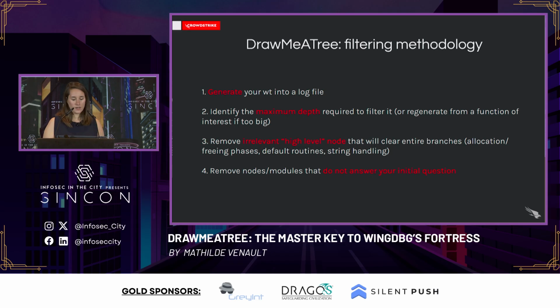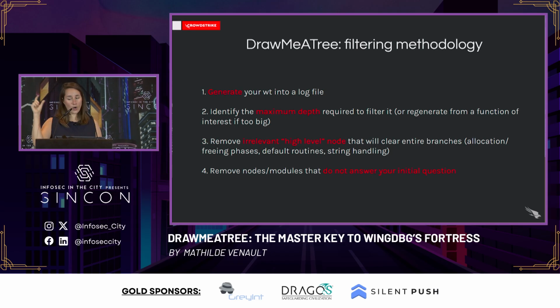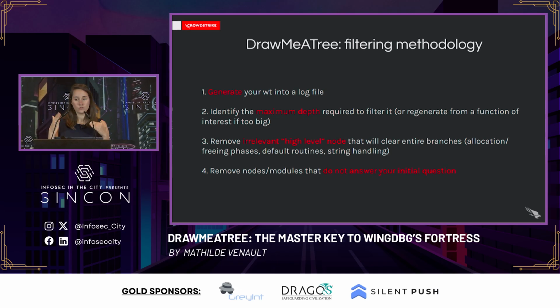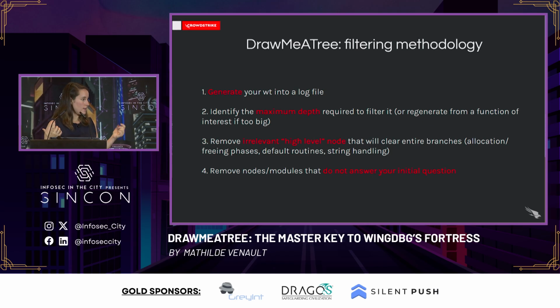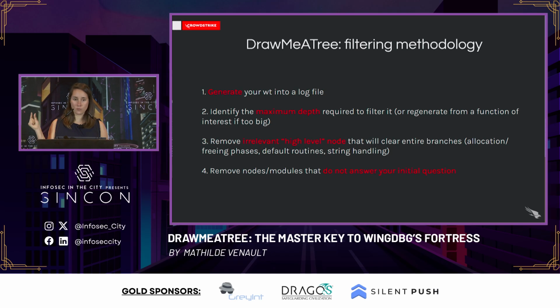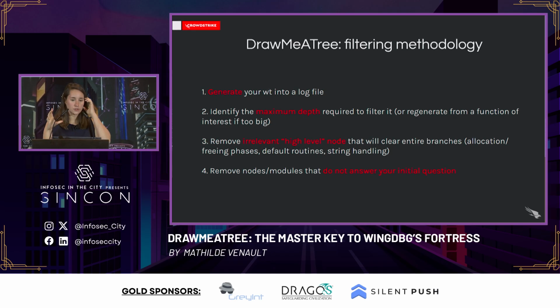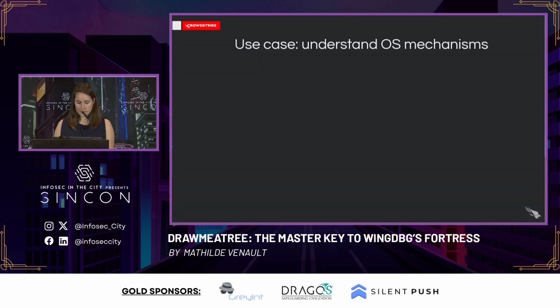Then you will try to identify all of the high-level nodes that will be irrelevant to your needs. Again, we're trying to keep in mind the questions that we're trying to answer. And if the first thing that a function does is an allocation routine, well, you can filter out this allocation routine function because you'll get rid of all of the subcalls in this function that won't answer your questions. And once you've done that, well, you can remove some of the smaller nodes to make the picture appear with only what matters to your need. And I think that's a time for a demo.